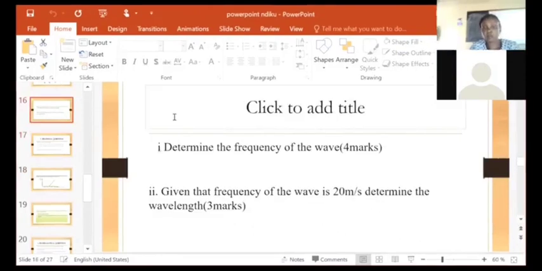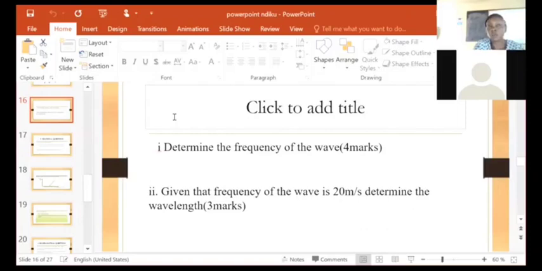So the velocity was 20, and we had to determine the wavelength. We had gotten a wrong answer, which was 0.1. So we substitute: velocity 20 is equal to 0.1 times the wavelength. The wavelength will be 20 divided by 0.1. That will end up giving us 200 meters.